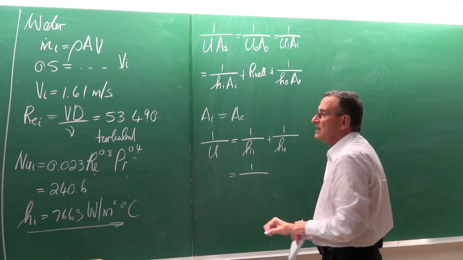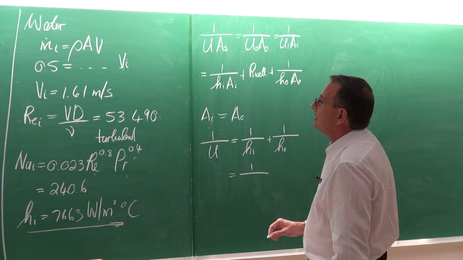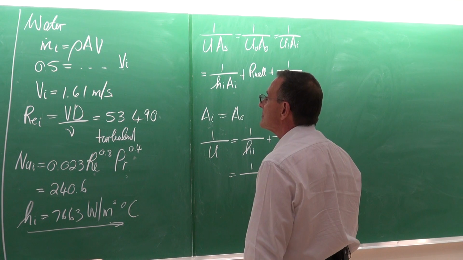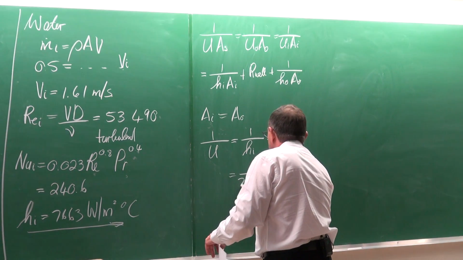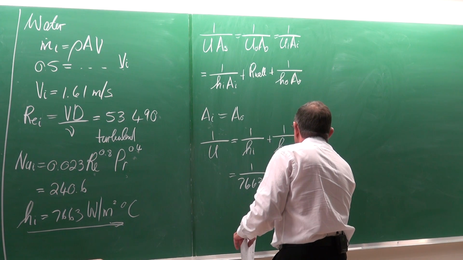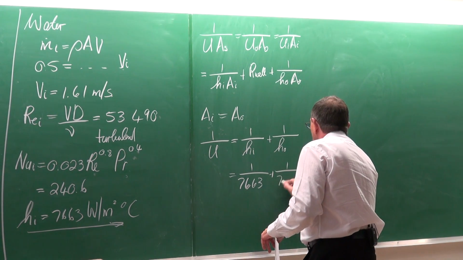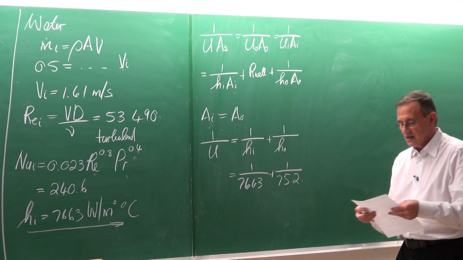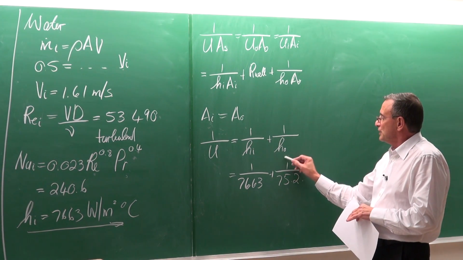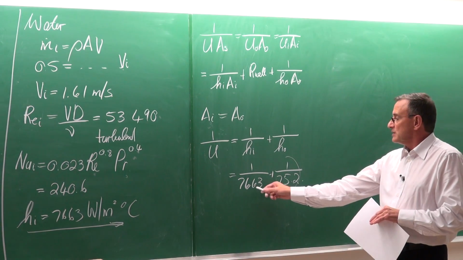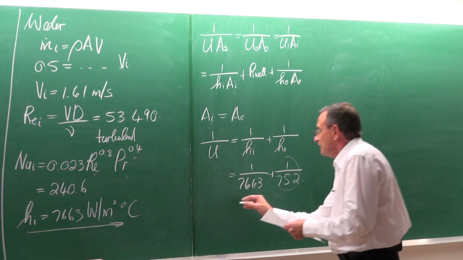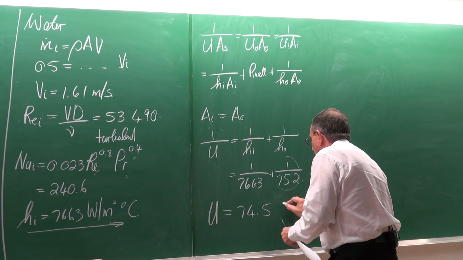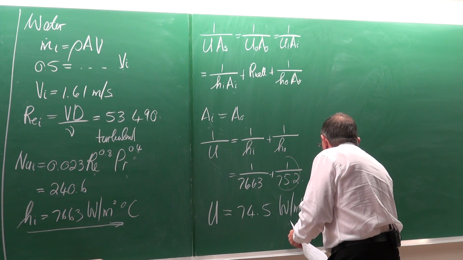The heat transfer coefficient on the inside we have determined to be equal to 7,663. The heat transfer coefficient on the outside, on the oil side, is 75.2. So, if you look at that, you can see that most of the resistance is being determined by that term there. That term is about 10 times more than that term. So, if you go and calculate the overall heat transfer coefficient, then the correct answer would be 74.5 watts per square meter degree Celsius.